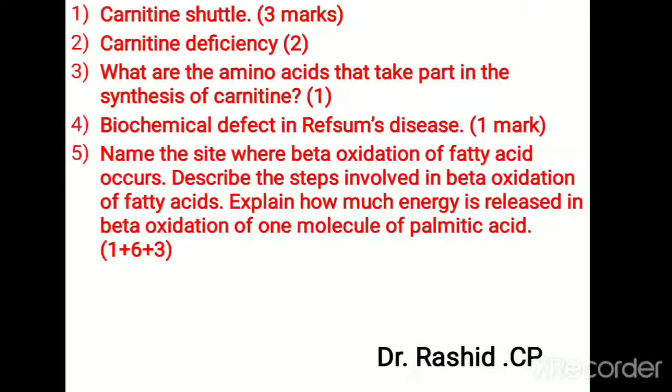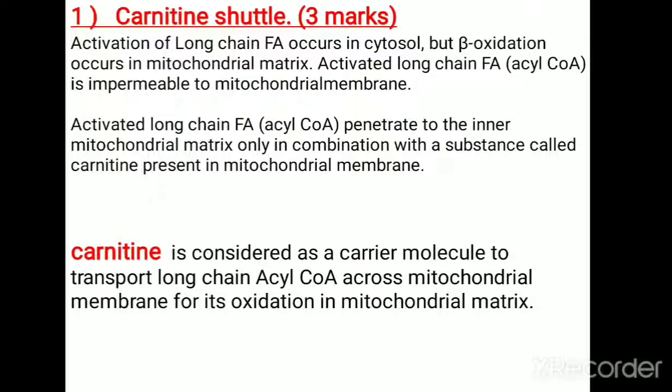Hi everyone, in this video we will discuss a few questions from fatty acid metabolism. So the first question is Carnitine shuttle. It is a 3-mark question.